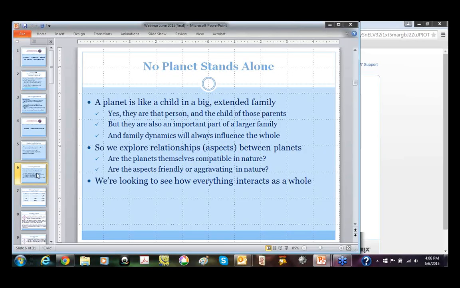So these relationships that these planets have are what we call aspects. And the aspects tell us the nature of the relationship. It depends on the signs, it depends on their rulers and their houses as to what that relationship is going to be. Astrologically, we use the term harmonics.